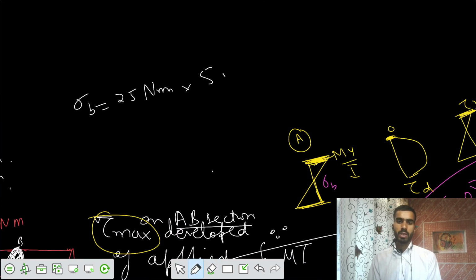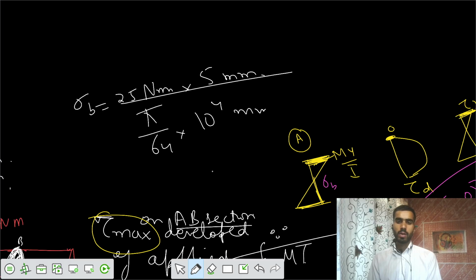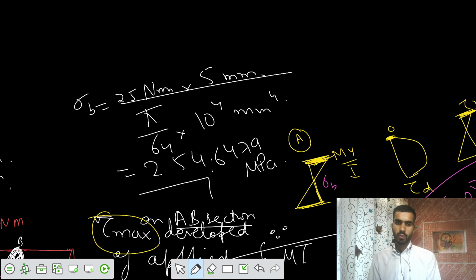That means y maximum equals 5 millimeter divided by I. The value of I would be equal to pi by 64 d to the power 4. And you got a bending stress value of sigma bending equals 254.6479 megapascal. That is very much.